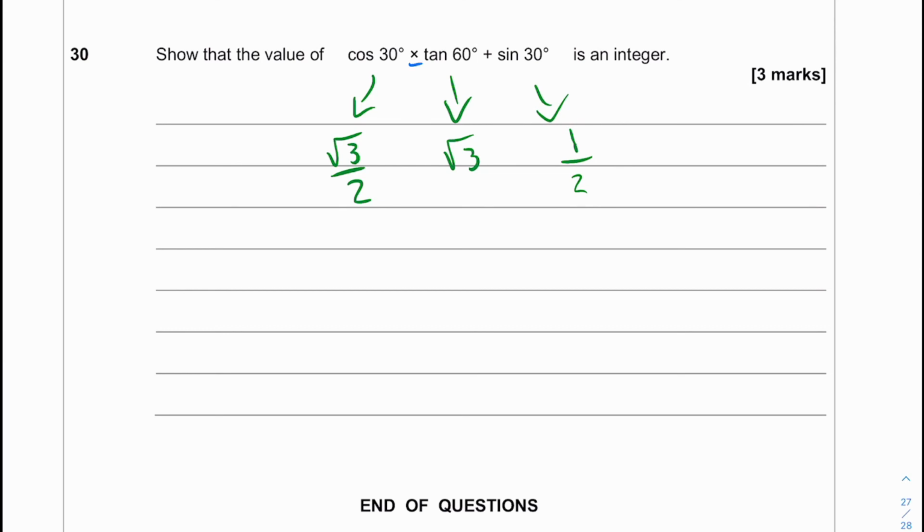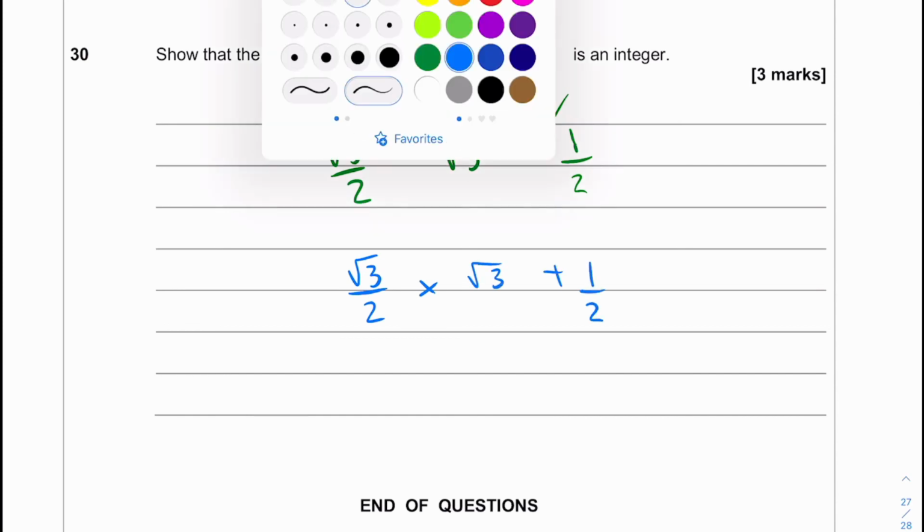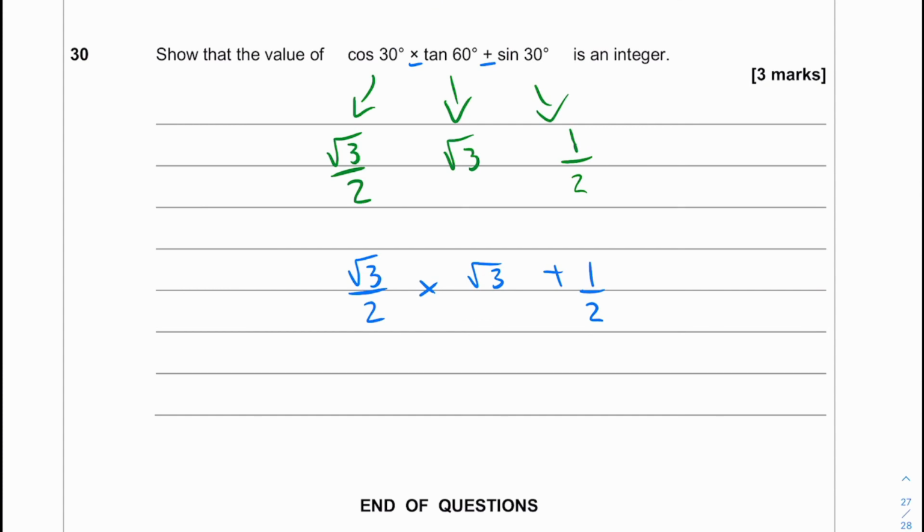So what we then need to do is apply the relative signs between the functions. So we've got root 3 over 2 multiplied by root 3, and then we've got plus 1/2. So root 3 over 2 multiplied by root 3 will simply give us 3 on top, as the 2 square roots cancel each other out. So we're simply left with 3 over 2, and then plus 1/2, which is equal to 4 over 2, which is equal to 2, which is, as they wanted us to show, an integer.